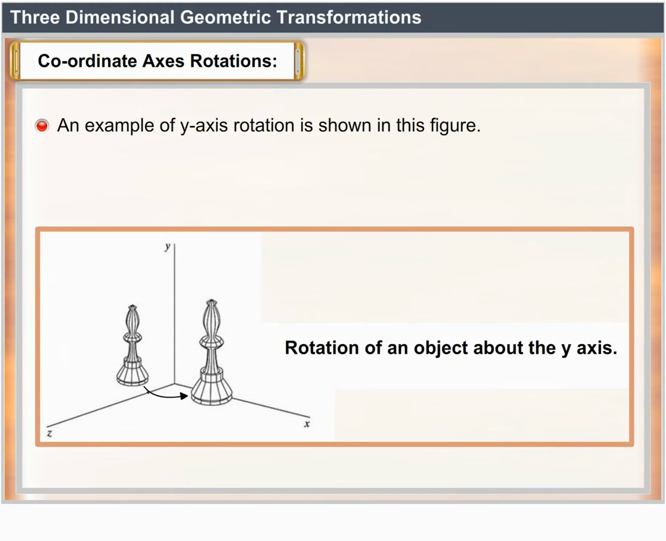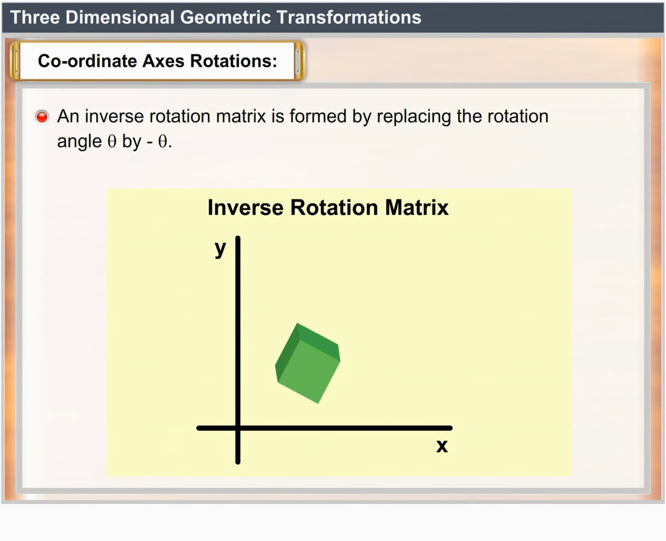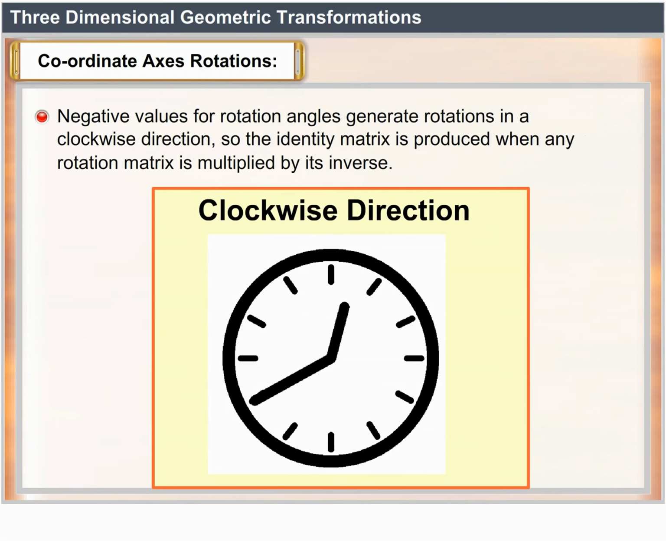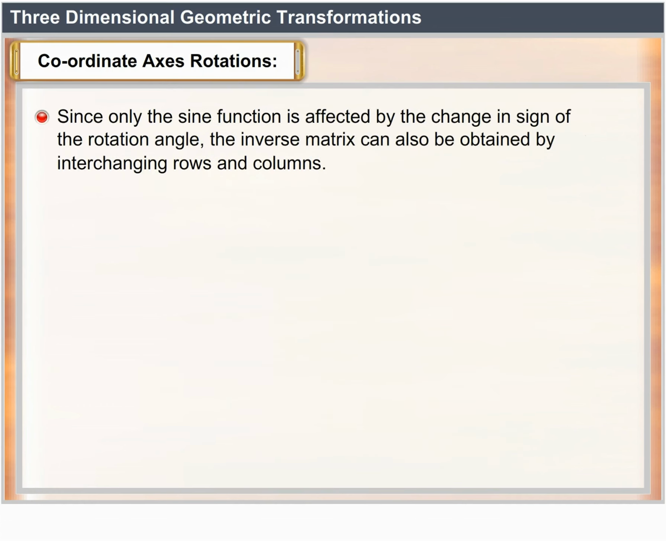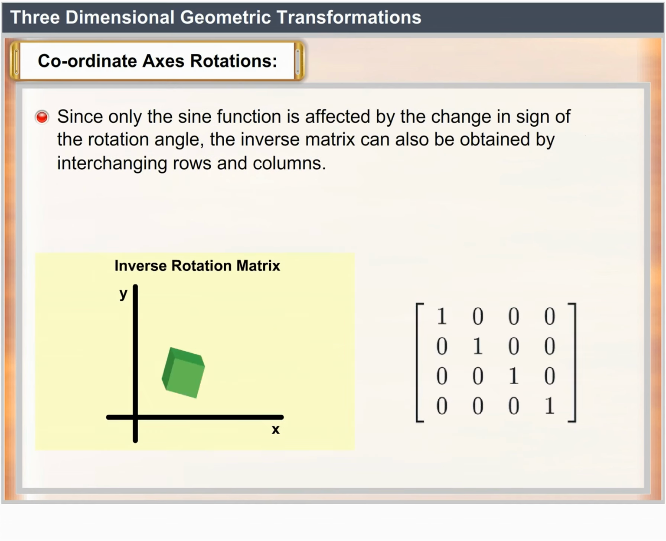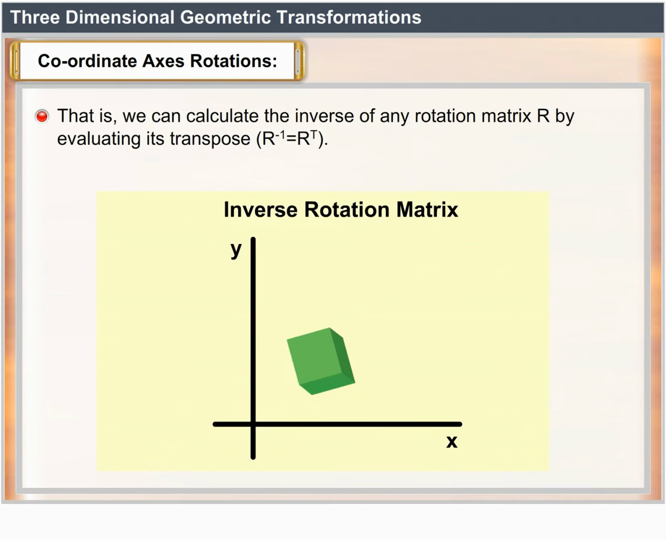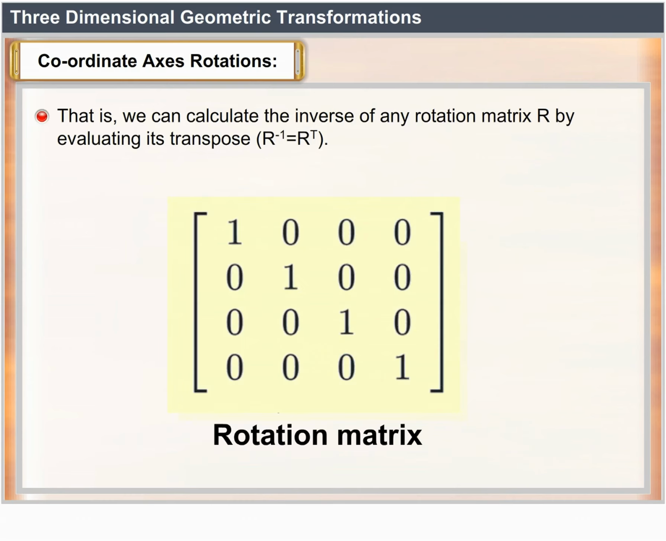An inverse rotation matrix is formed by replacing the rotation angle θ by −θ. Negative values for rotation angles generate rotations in a clockwise direction, so the identity matrix is produced when any rotation matrix is multiplied by its inverse. Since only the sign function is affected by the change in sign of the rotation angles, the inverse matrix can also be obtained by interchanging rows and columns. That is, we can calculate the inverse of any rotation matrix R by evaluating its transpose. R inverse equals R transpose. This method for obtaining an inverse matrix holds also for any composite rotation matrix.